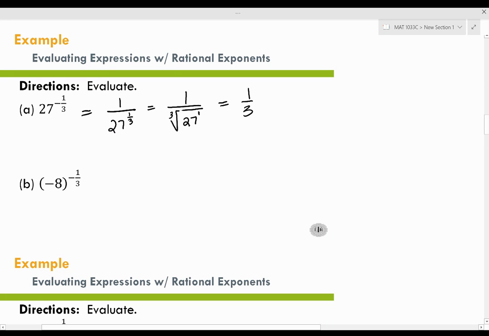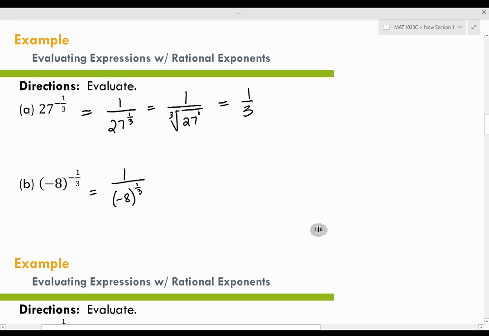Okay. All right, let's look at the B. All right, so same thing. We have a negative exponent again. So the first thing I'm going to do is make it positive. So that's 1 over negative 8 to the 1/3 power. Notice that when I do that, changing the exponent to positive did not have any effect on the number that was in the parentheses. Just because you move it to the denominator does not mean that that's also going to be positive. It's still going to remain negative.